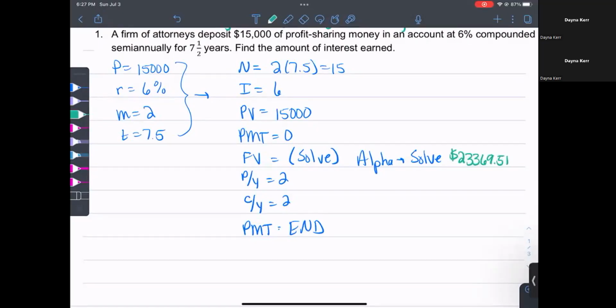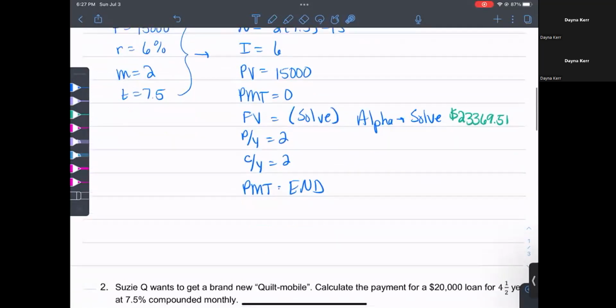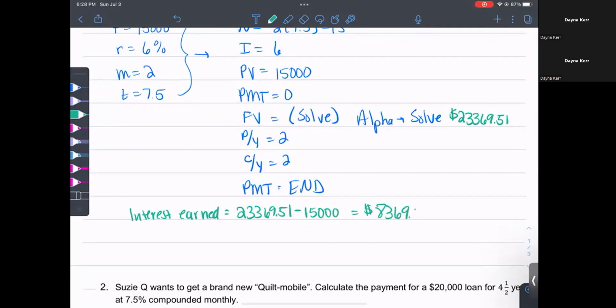Okay, so after writing that value down beside the future value is what we were looking for, sort of. The question actually asks us for the amount of interest earned. And remember, we've talked about before that the interest earned is the difference between the future value and the present value, or the principal. So if you subtract those two, you get an interest earned of 8369.51.